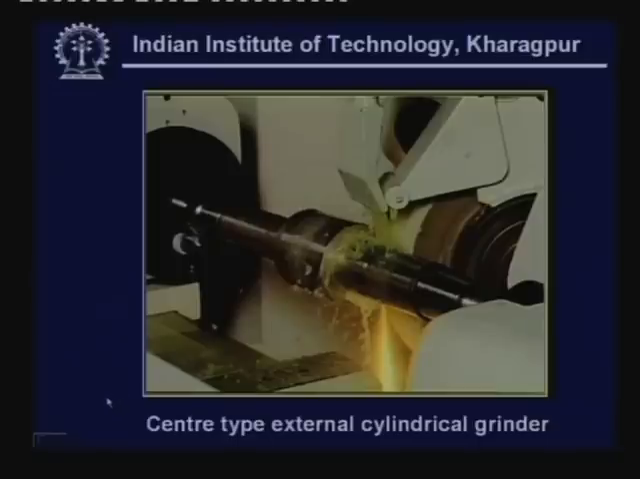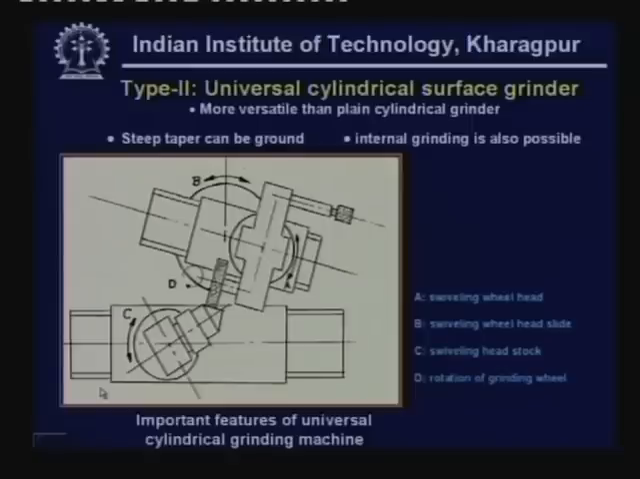Now, we go to the next one. This is the universal cylindrical surface grinder. Now, what we have seen in the plane surface grinder, apart from straight cylindrical grinding, a small taper can also be ground just by swiveling the table, the centers. But when a steep taper has to be ground, then we need better flexibility, better versatility, and that is provided in this universal cylindrical grinder.